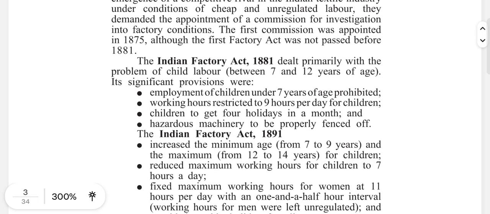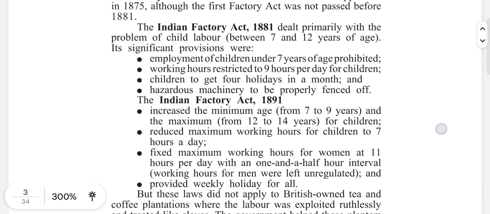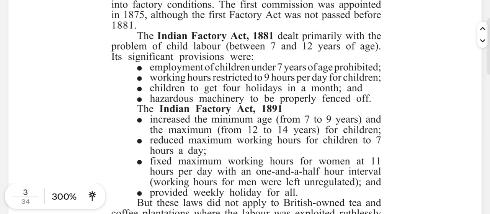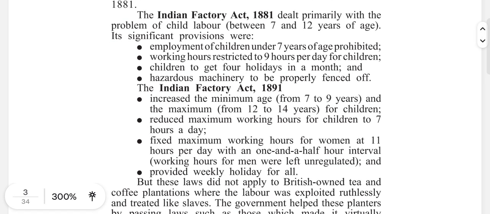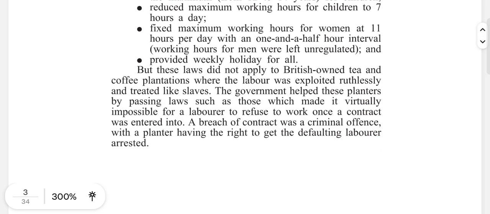The Indian Factory Act, 1891, increased the minimum age from 7 to 9 years and the maximum from 12 to 14 years for children; reduced maximum working hours for children to 7 hours a day; fixed maximum working hours for women at 11 hours per day with a 1.5 hour interval; left working hours for men unregulated; and provided a weekly holiday for all. But these laws did not apply to British-owned tea and coffee plantations, where the labor was exploited ruthlessly and treated like slaves.